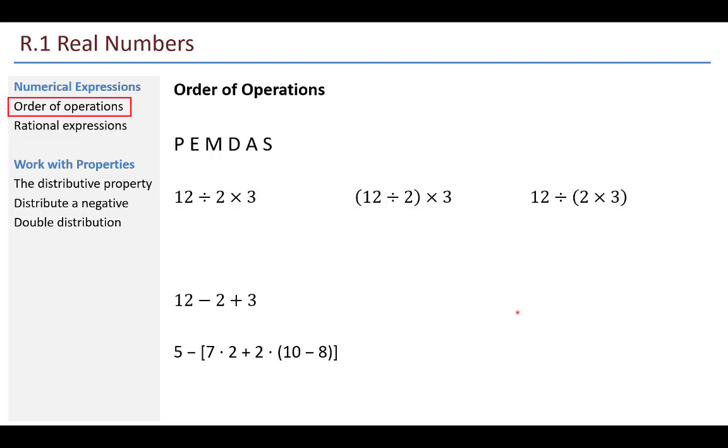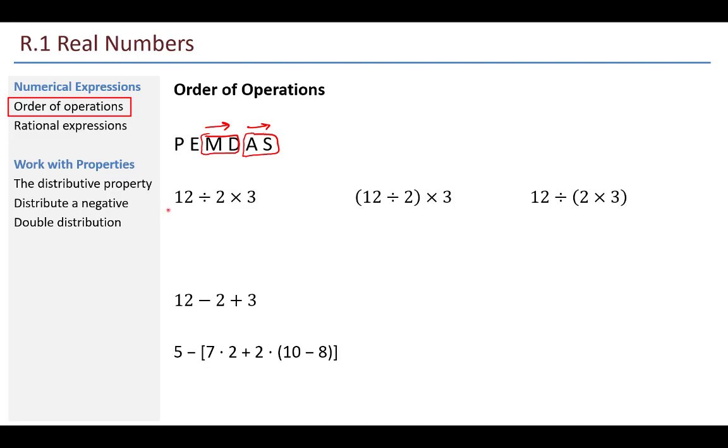Let's take a look at some other examples. One very important part of this PEMDAS is that multiplication and division are handled left to right as they appear. Sometimes you might actually do division first. And addition and subtraction are also handled left to right as they appear in the expression.